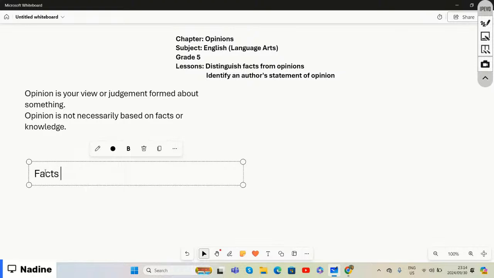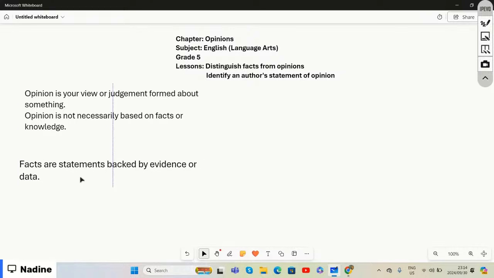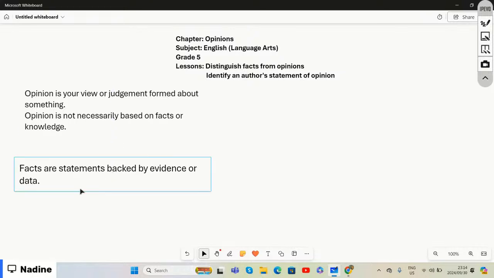So facts are true statements. Facts are basically true statements that are backed by evidence. That is basically facts, or it is basically data that you have about something. Because, like we said, an opinion is your view or your judgment about something, and it's not necessarily based on facts or your knowledge. Whereas facts are statements that are backed up by evidence or by data.